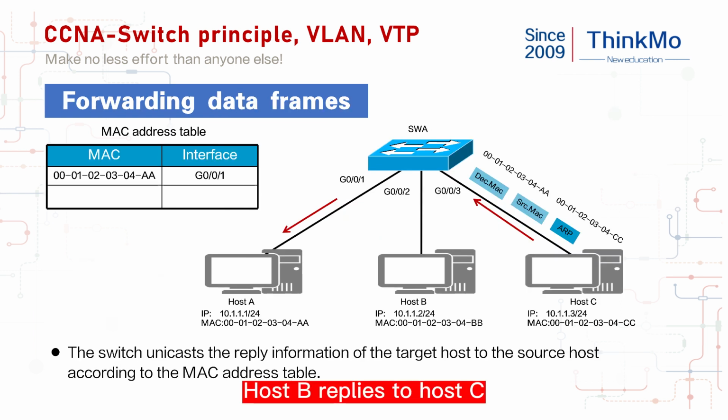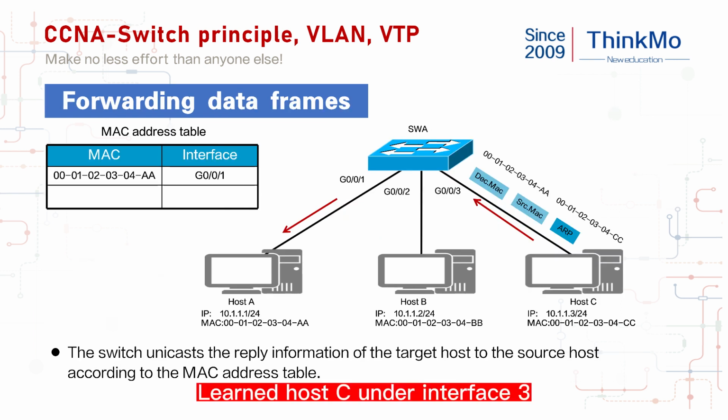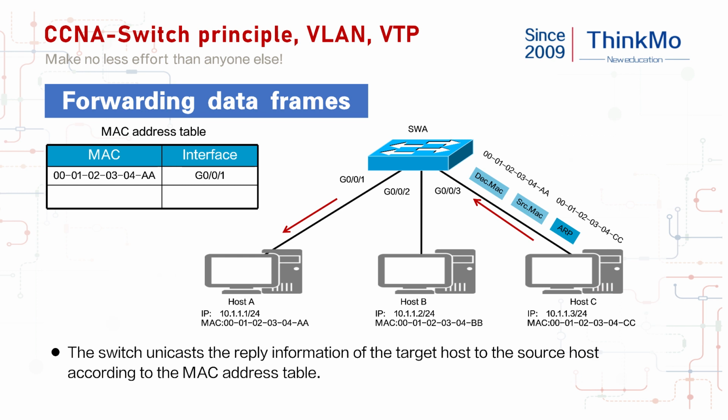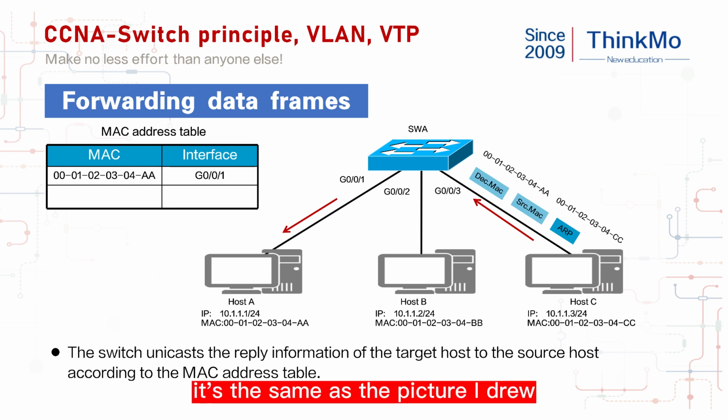Host B replies to host C. It learned host C under interface 3. This is the MAC address. It's the same as the picture I drew, it's just that it's painted more professionally.